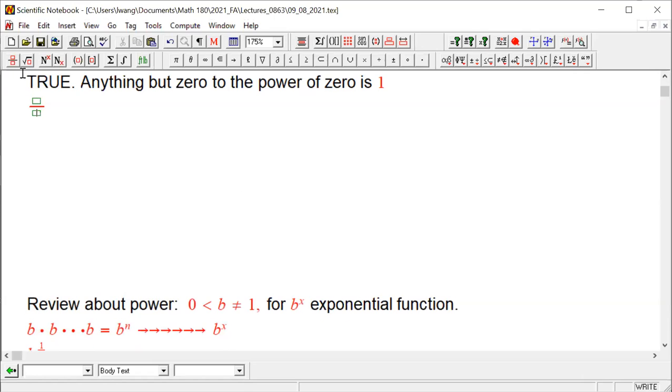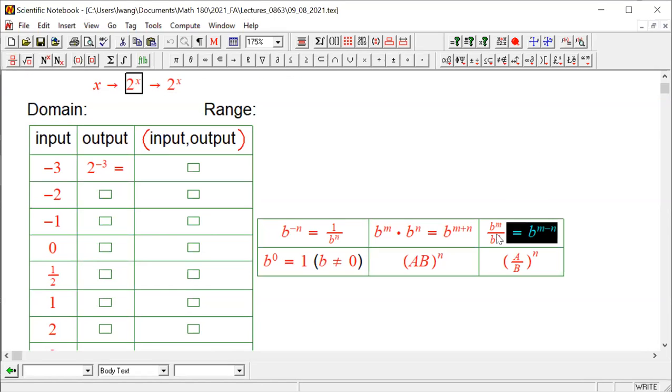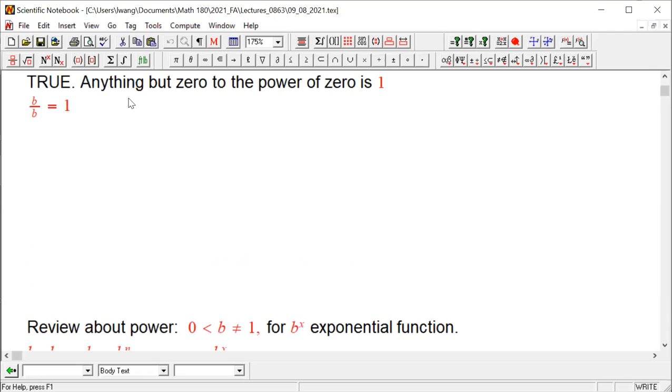Right? What do you get if you have B divided by B? 1. That equals 1, right? But according to this formula, B over B is B to the power of 1 minus 1, right? Because M is 1, N is 1. So that's B to the power 0. So B to the power 0 equals 1. But because B is used as a denominator, it cannot be 0.